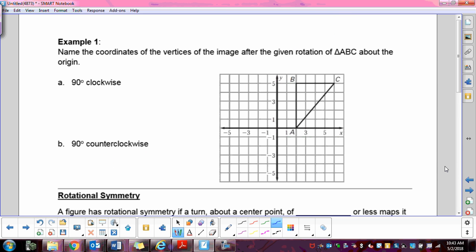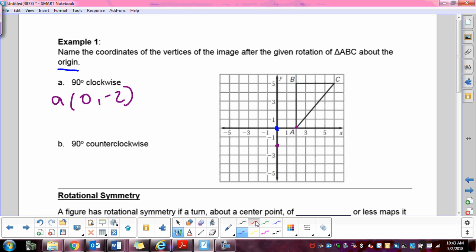All right, so let's do an example. It says, name the coordinates of the vertices of the image after the given rotation about the origin. So we're going to use the center, the origin right here. So 90 degrees clockwise. Let's find each one first. A is at 2, 0. And when we rotate it 90 degrees clockwise, now we're going to be at 0, negative 2. So we're going to be right here.